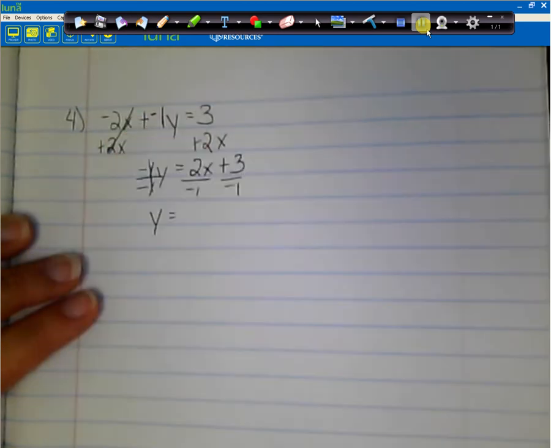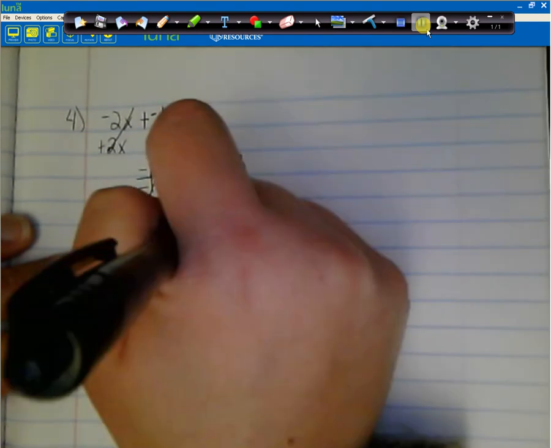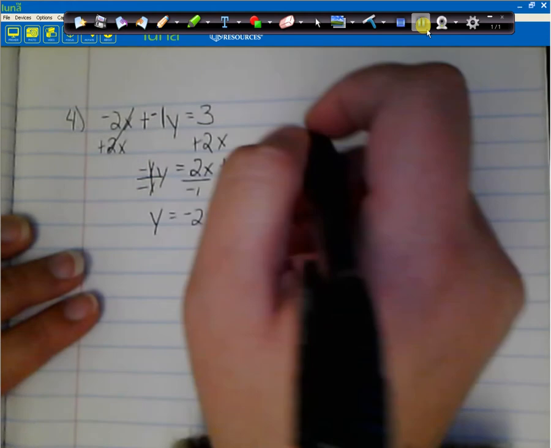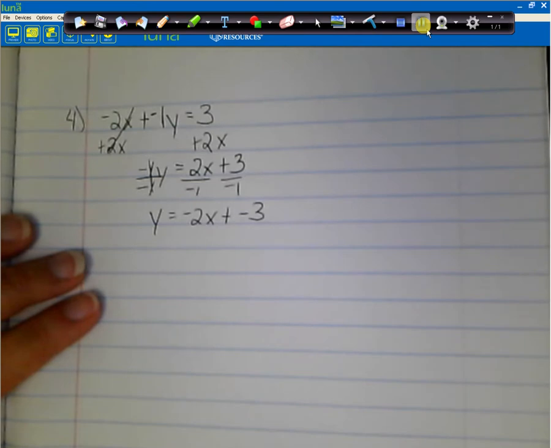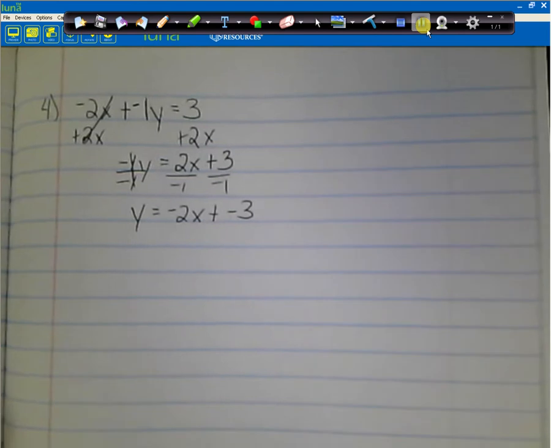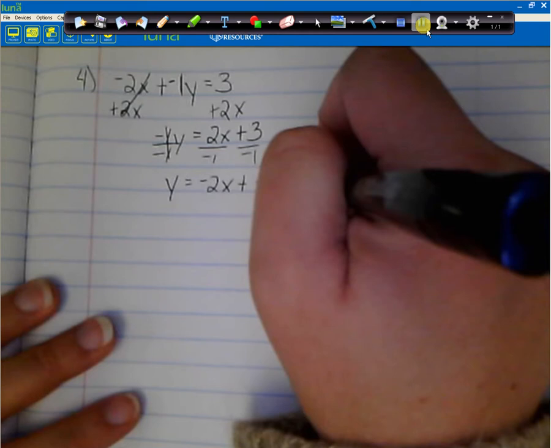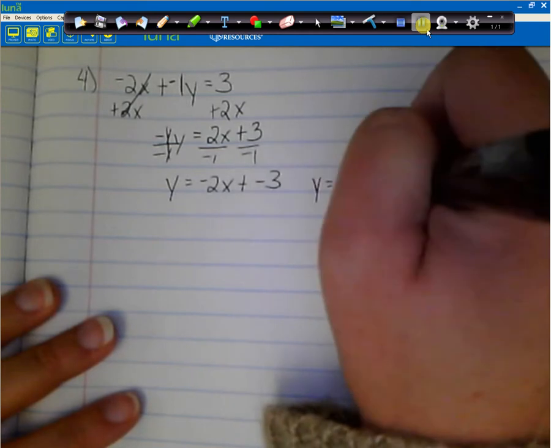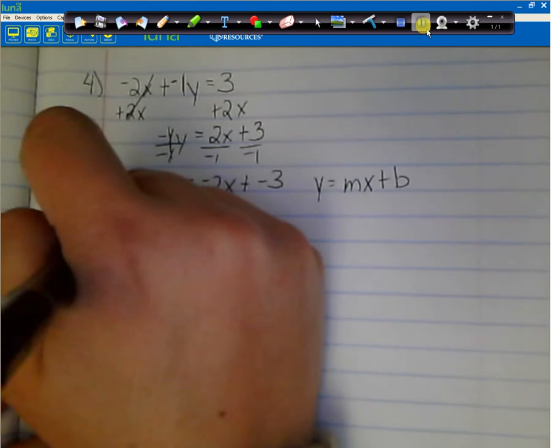And y equals negative 2x either plus a negative 3 or minus 3, however you want to write that. I'm going to leave it as plus negative 3 so that I make sure and see my y-intercept as a negative. So now I have it in y equals mx plus b form. So I can pick out my m and I can pick out my b, and that's the first thing I'm going to do.